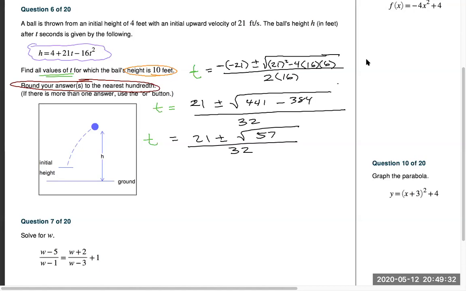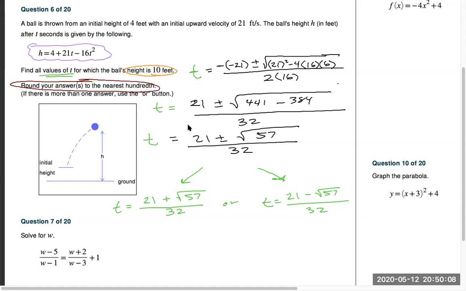Okay, so what we're going to do, there's going to be 2 solutions. I'm going to emphasize them here. Essentially, you have T equals 21 plus root 57 divided by 32, or T equals 21 minus root 57 divided by 32.